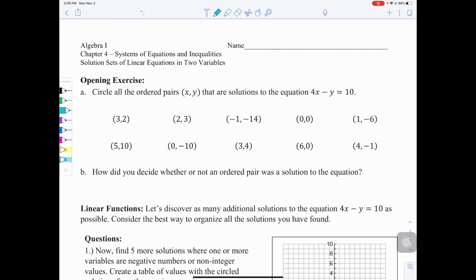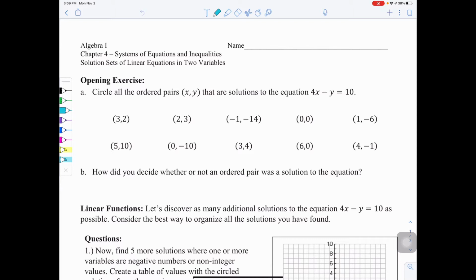Today's lesson is called Solution Sets of Linear Equations in Two Variables. We'll start with an opening exercise that I'd like you to complete on your own. In part A, it says circle all the ordered pairs (x, y) that are solutions to the equation 4x minus y equals 10. And then in part B, how did you decide whether or not an ordered pair was a solution to the equation? So at this time, please pause the video and then resume the video to check your answers.